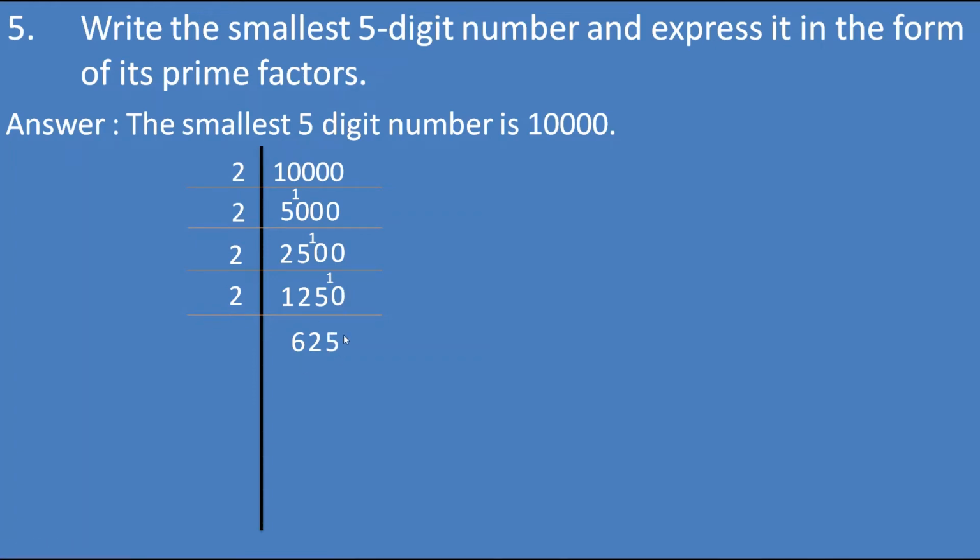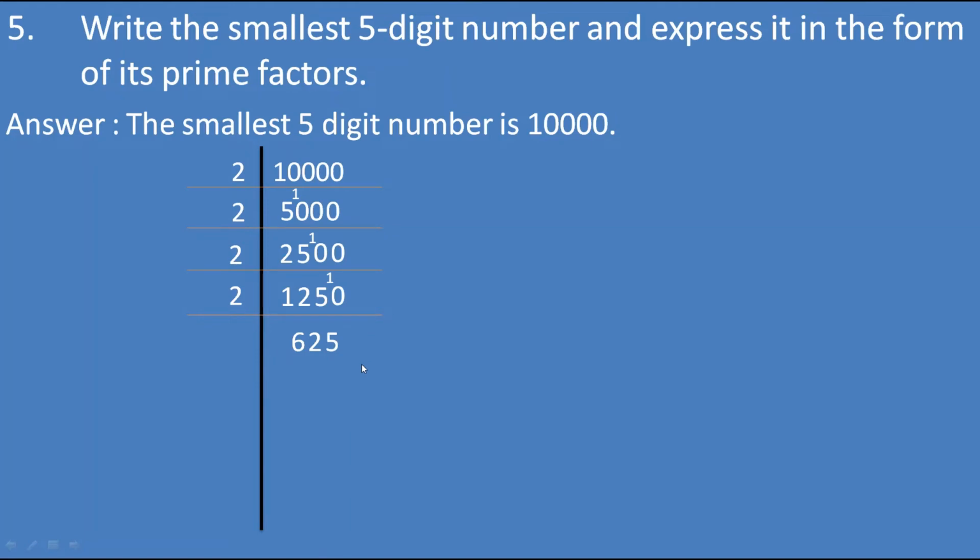Now this is an odd number. So we have to think for the next prime number, that is 3. Let's check by adding these digits. 6 plus 2 is 8. 8 plus 5 is 13. And 13 is not a multiple of 3. So we can't take 3 here. So we will move to the next prime number, that is 5. As here the 5 is present on the unit place, we can divide it by 5.